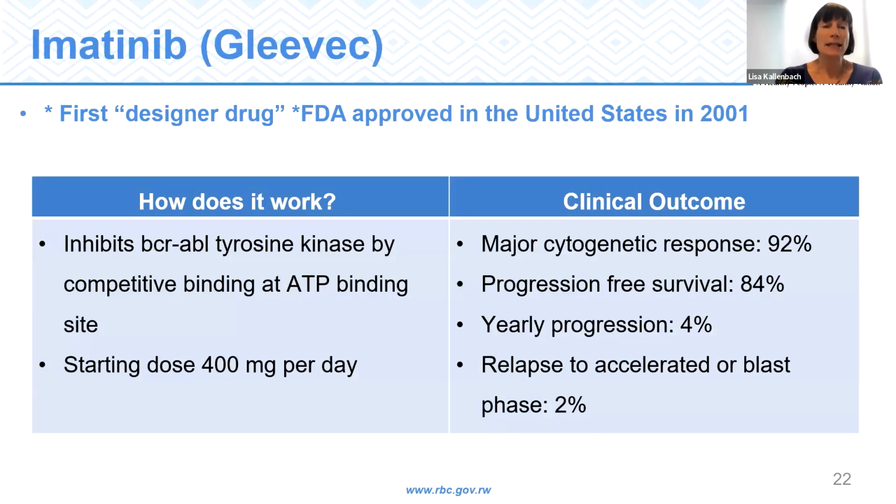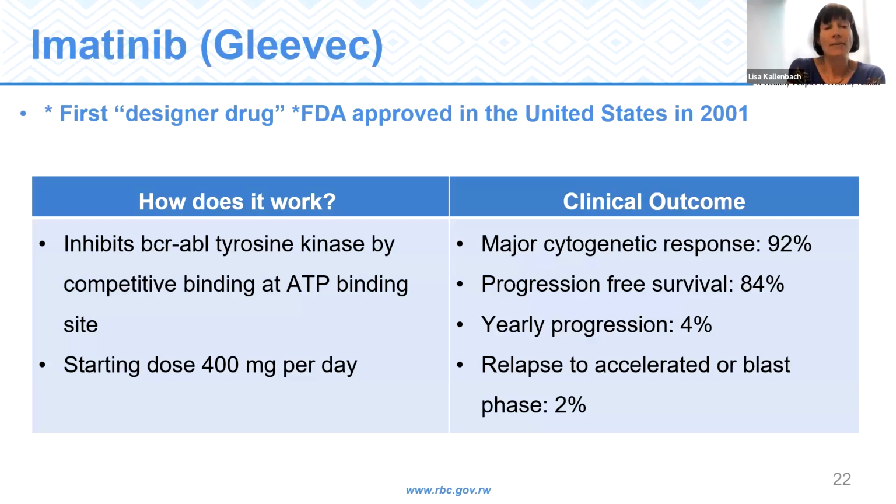So Gleevec or imatinib was the first, quote, designer drug approved in the United States in 2001. It's designer in that it targeted exactly the pathophysiological problem and corrected it. So it inhibits the BCR-ABL tyrosine kinase because it competitively binds at the ATP binding site, and then it normalizes the cells, and the cell lines can then mature the myeloid cell line. So the first thing you'll see is that the hematologic, the blood work, corrects first.